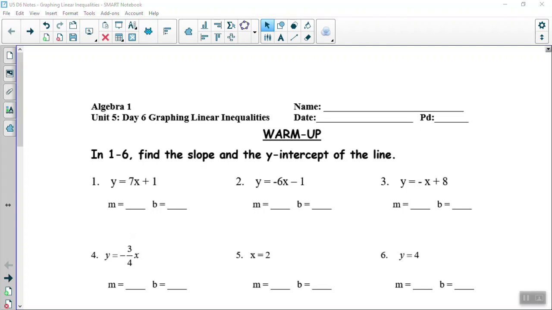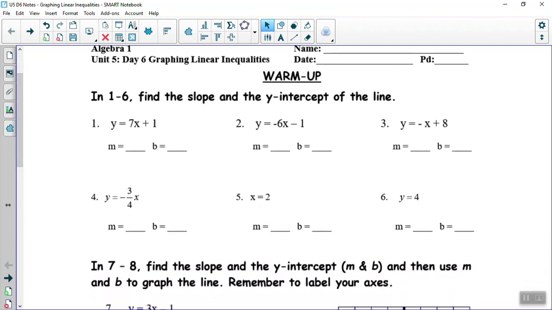Hi everyone. Today we're going to be talking about graphing linear inequalities. So first let's just do a quick review on how to graph lines. Alright, so first let's review slope-intercept form. So remember, slope-intercept form is y equals mx plus b.